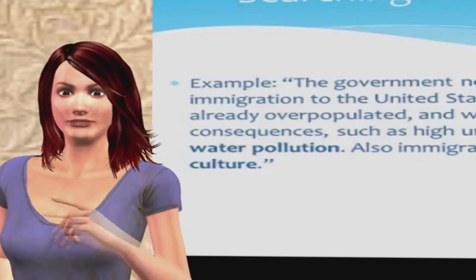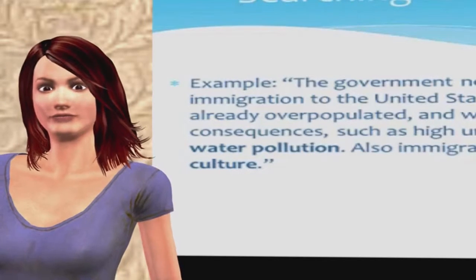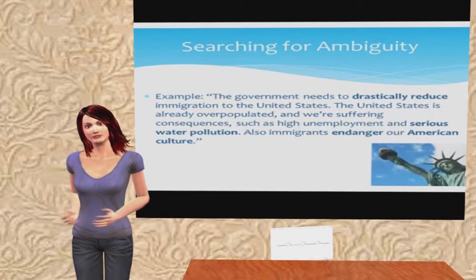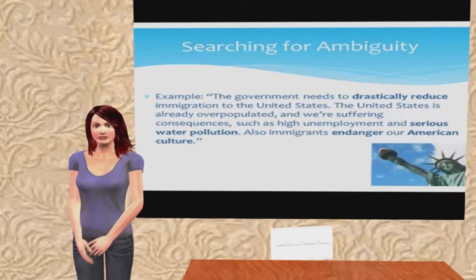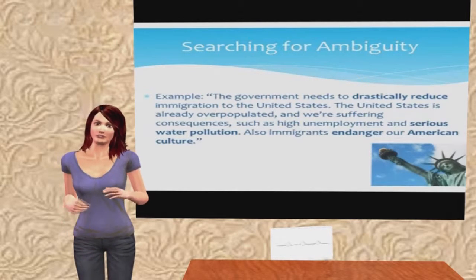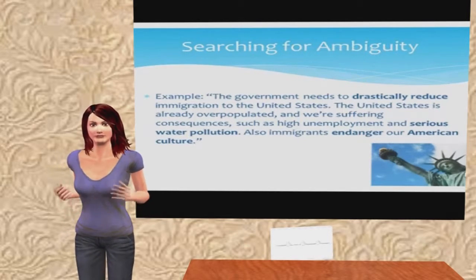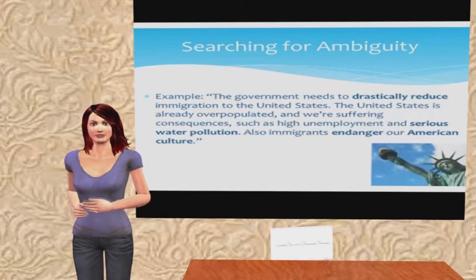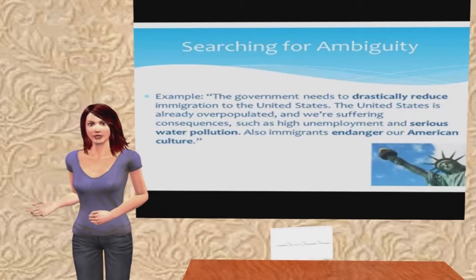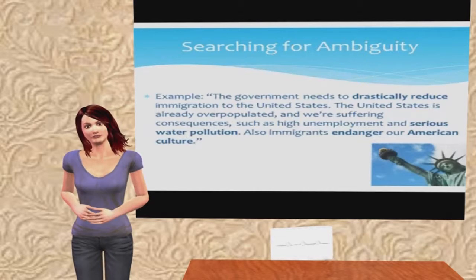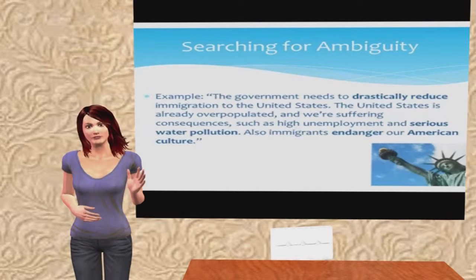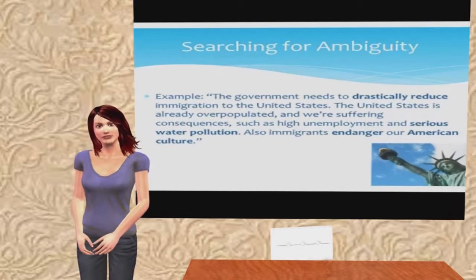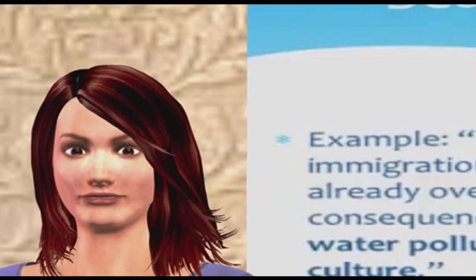And that last sentence, right, has some really important ambiguous words and phrases. This person says, also immigrants endanger our American culture. Well, what do they mean by endanger, right? Harm, risk, what are they talking about there? And then finally, American culture. What is American culture?